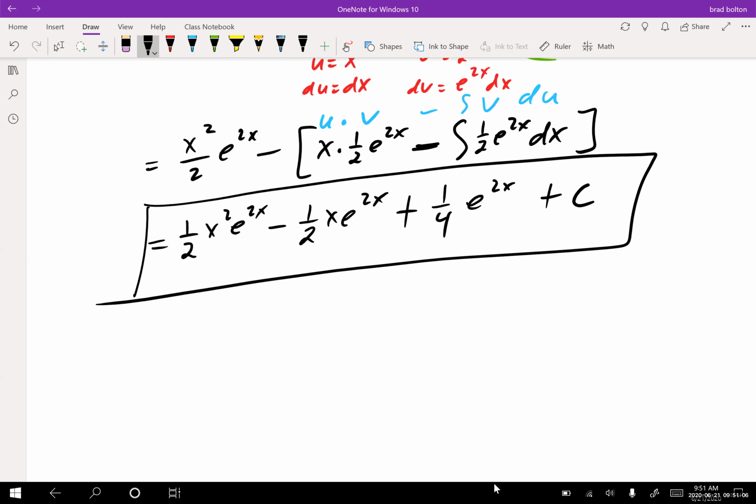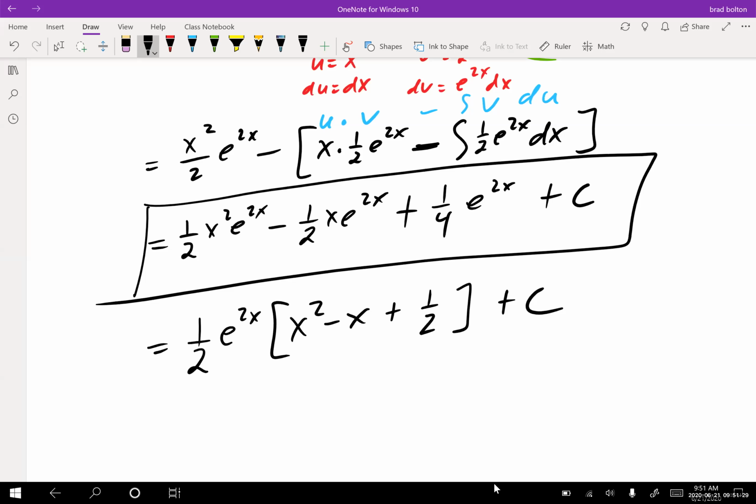Okay, and if we wanted, depending on how the book asks, they might ask you to factor out. So we could factor out a 1/2 e to the 2x, and what would that leave behind? Let's see here. That would leave behind x squared minus x plus 1/2 plus c. That's an alternate version of the answer.